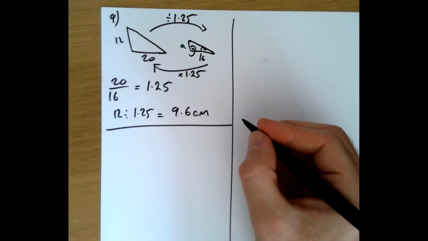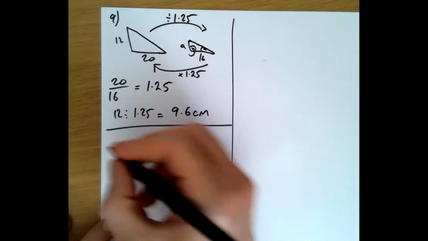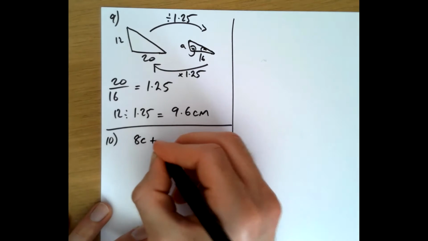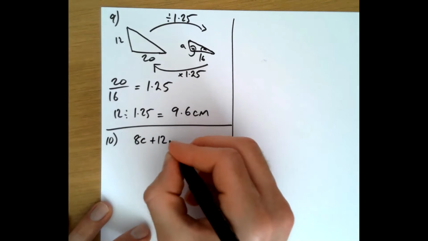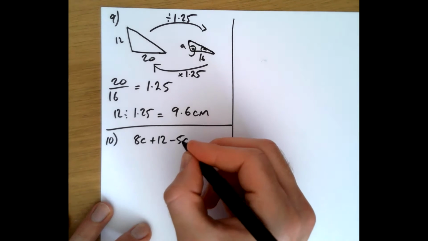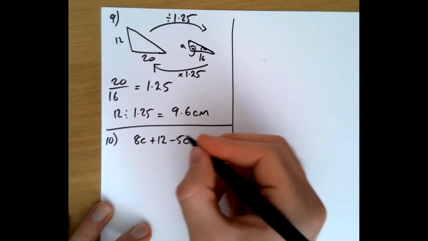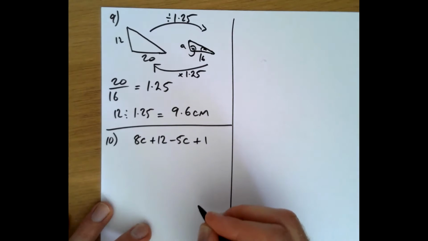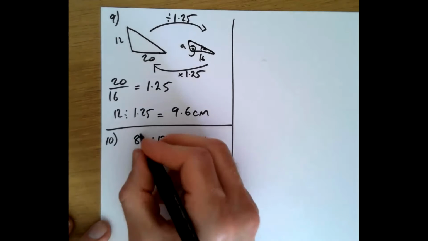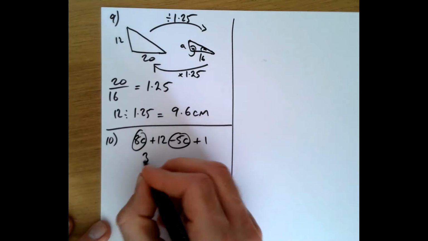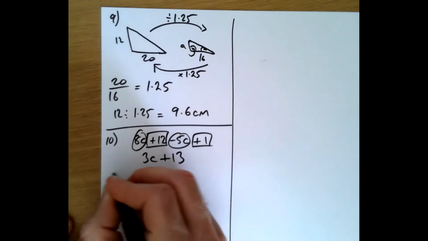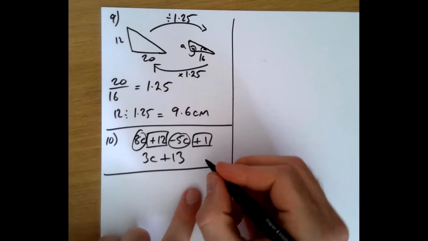Number 10, there's a bit here that might just trip you up. So hopefully if you expand that bracket, you get 8c plus 12 minus 5c. Everyone will do that. But then you also need to do minus 1, in effect, times minus 1, which will be plus 1. Okay, so you have to multiply that bracket out correctly. 8c minus 5c is 3c. 12 add 1 is 13.